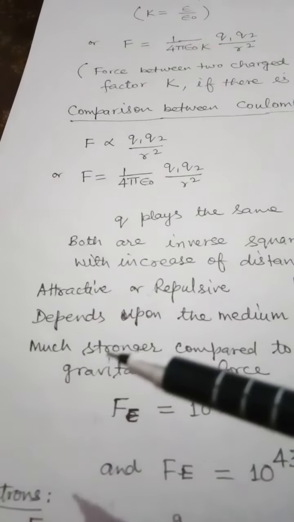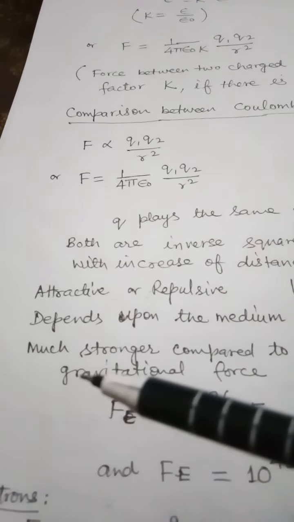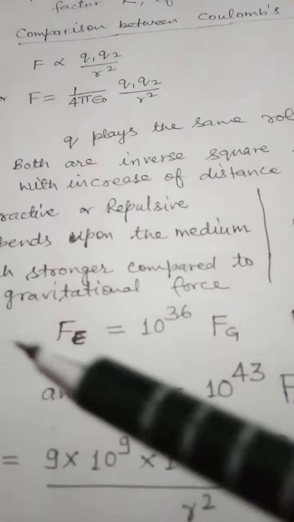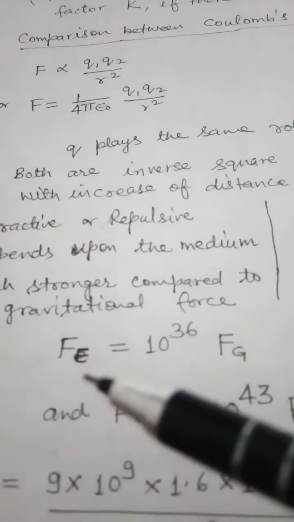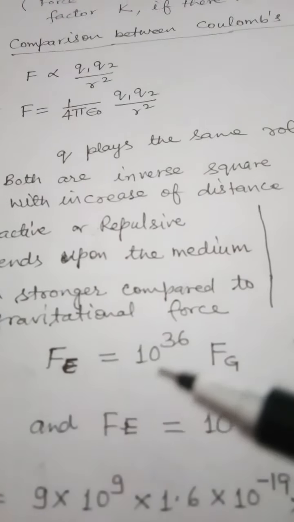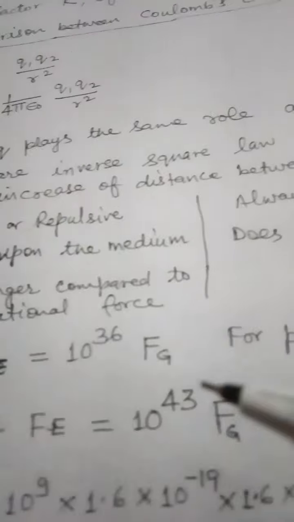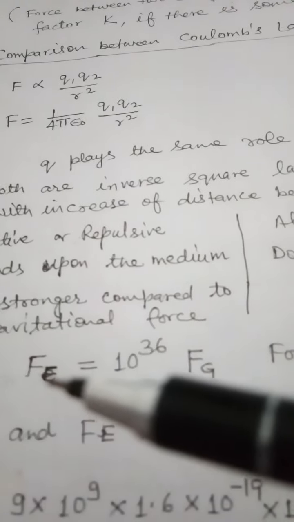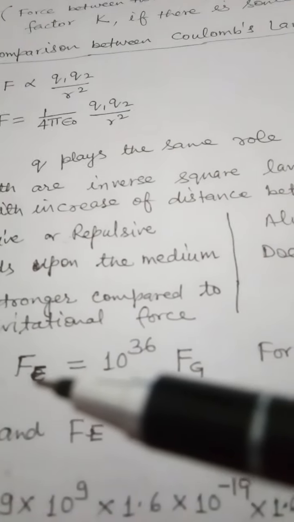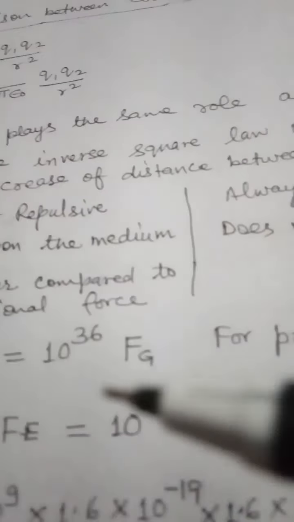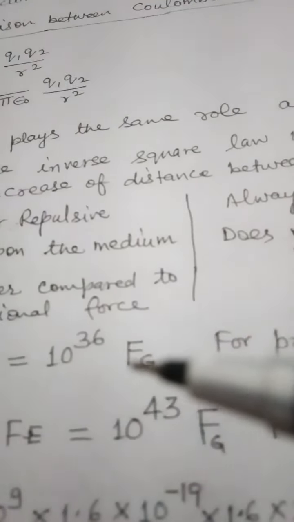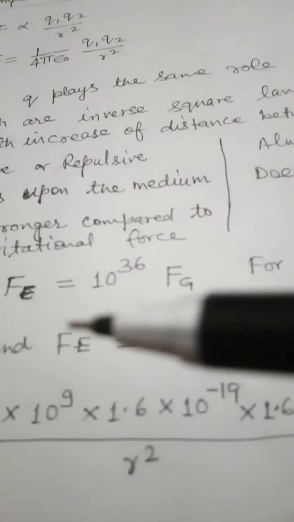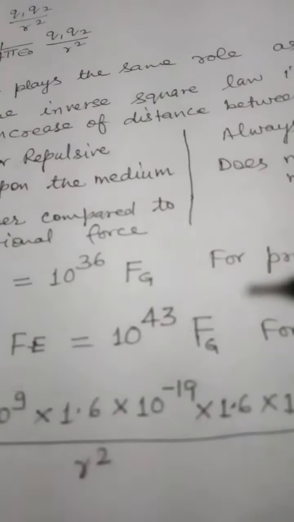Magnitude wise, the Coulomb's force, the electrostatic force, is much stronger compared to the gravitational force. If we just compare numerically, the electrostatic force between protons is 10 to the power 36 times the gravitational force between them. So when we calculate gravitational force and electrostatic force, here we keep the value of the charge of the proton, that is 1.6 into 10 to the power minus 19 Coulomb, and for calculating gravitational force we will keep the masses of the proton. And if we compare the same thing for electrons, the electrostatic force between electrons is 10 to the power 43 times the gravitational force between them.